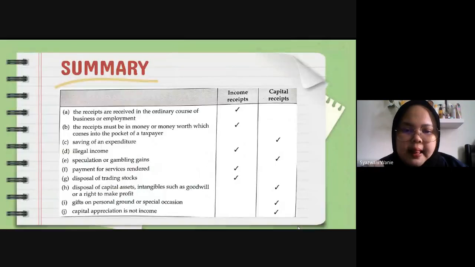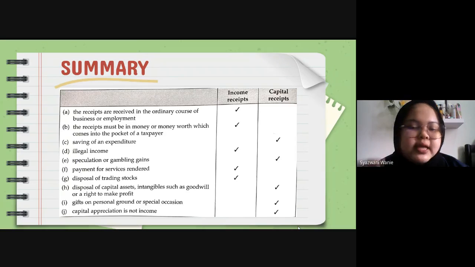Next, it is a summary of the characteristics of income that me and Afifa just presented. Basically, whatever is under an income receipt will be taxed. But if it is under a capital receipt, it will not be taxed at the end of the year.